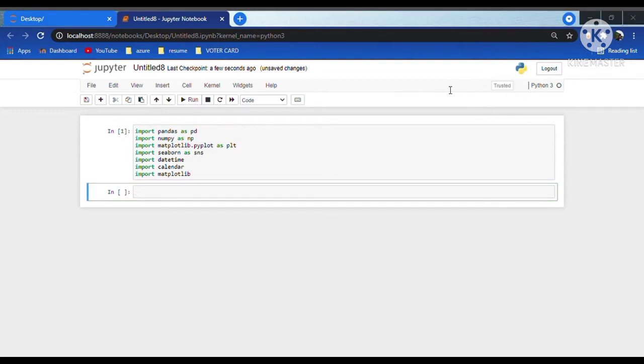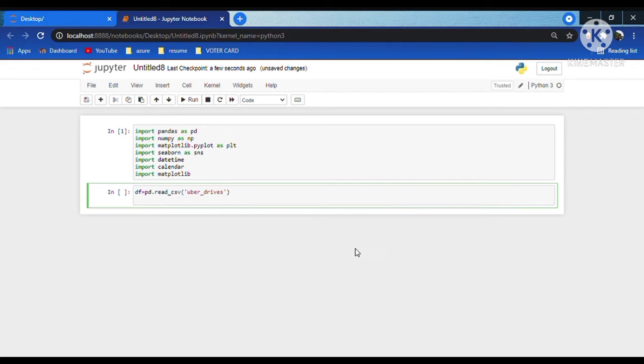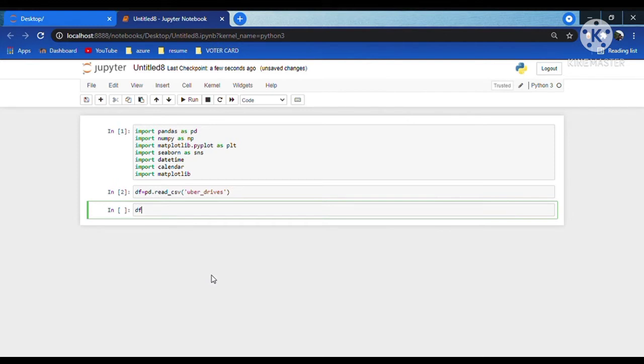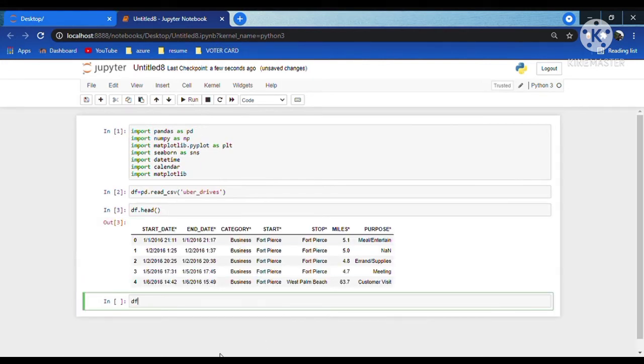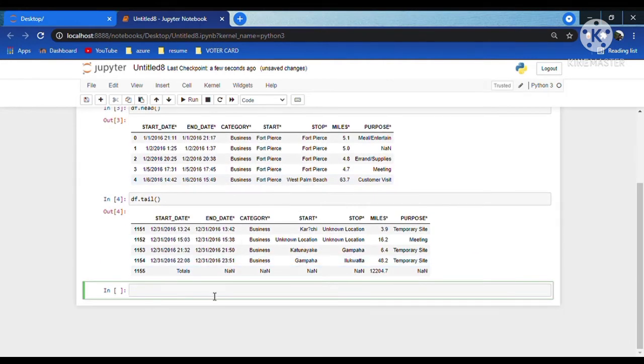I took the data from cab companies, for example Uber. Then we have to link the data with the online compiler, the Jupyter Notebook that we have used. This code will run cell by cell, and this command is useful to get the top 5 rows from the datasets, and the next command, df.tail, is used to get the last 5 rows from the data.